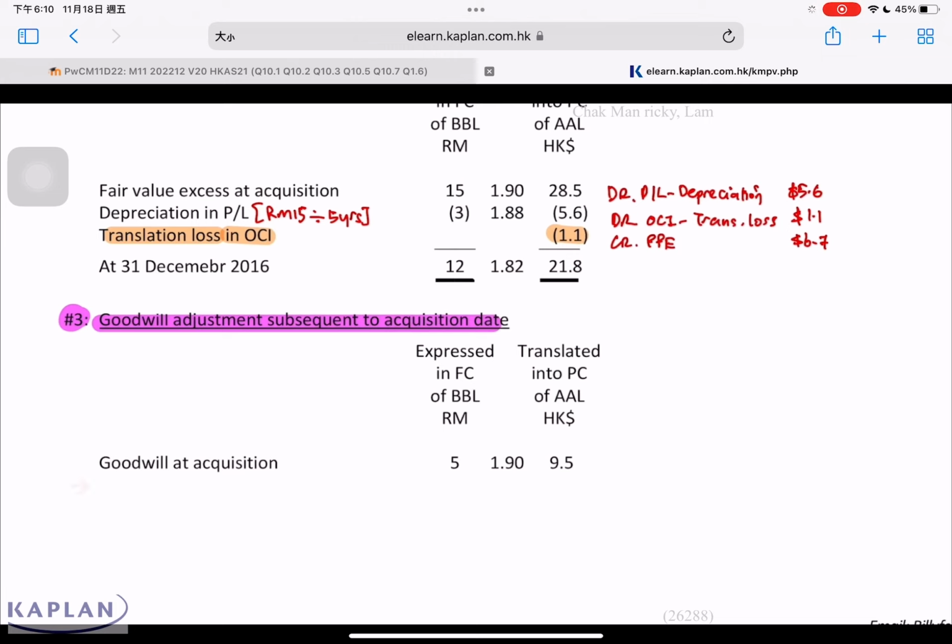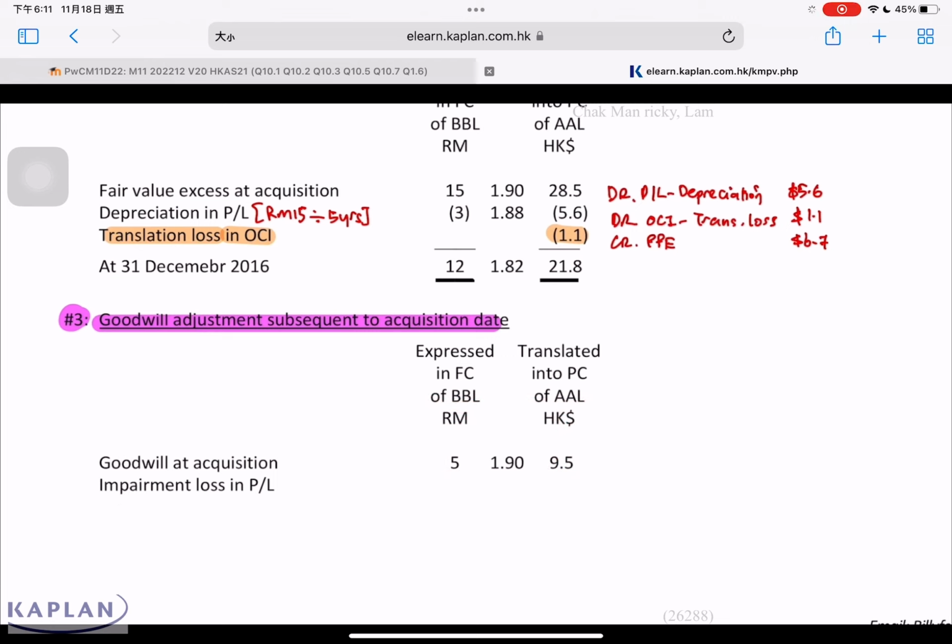The question mentioned that there's impairment loss. Impairment loss of goodwill must always be recognized in P&L. Do we adjust based on 5 ringgit, or do we adjust impairment based on 9.50 Hong Kong dollar? You must always adjust in functional currency, because this is an asset of the subsidiary. If it's an asset of the subsidiary, it must be adjusted in the functional currency of the subsidiary and not the presentation currency.